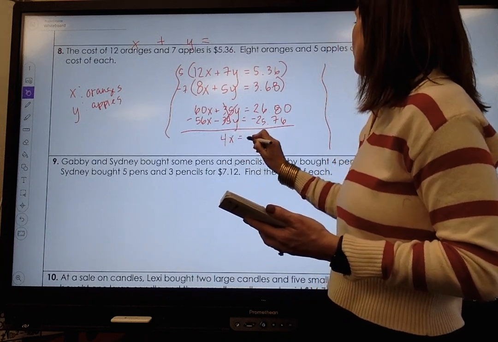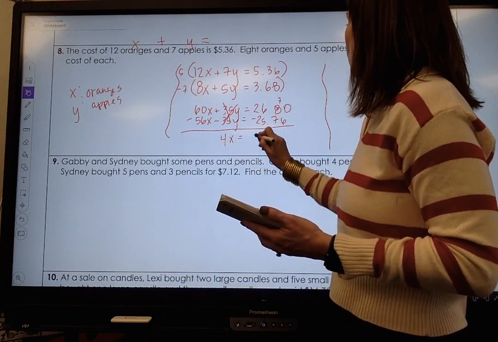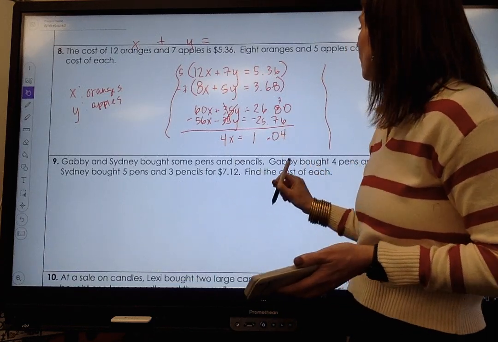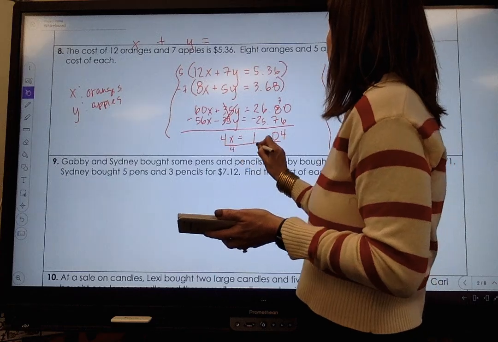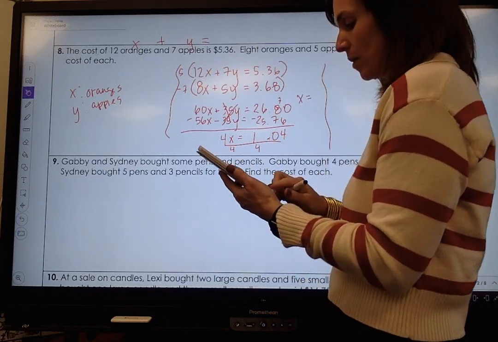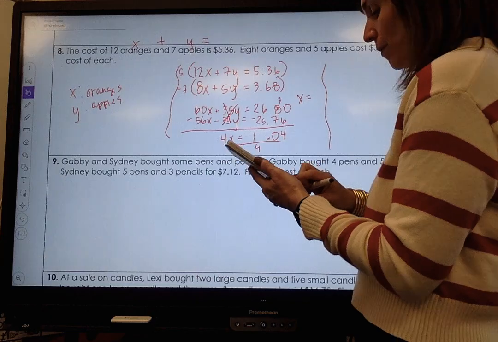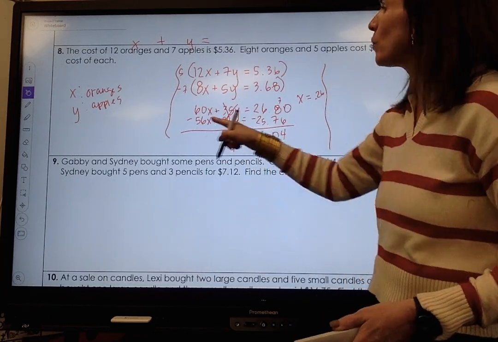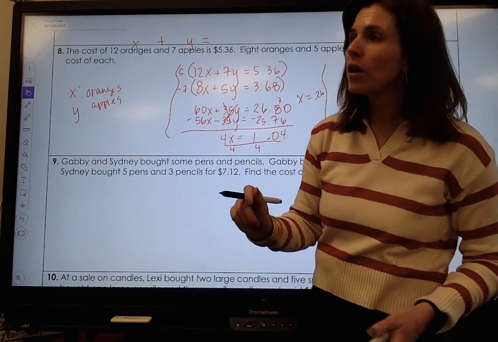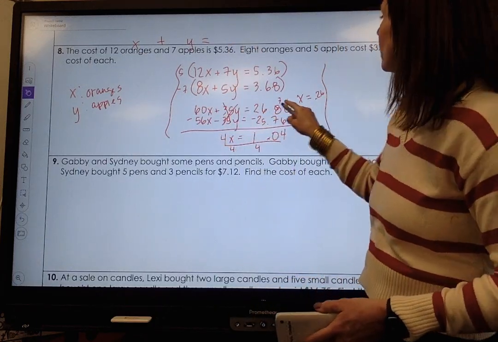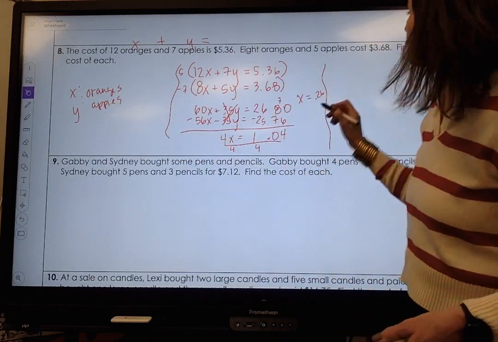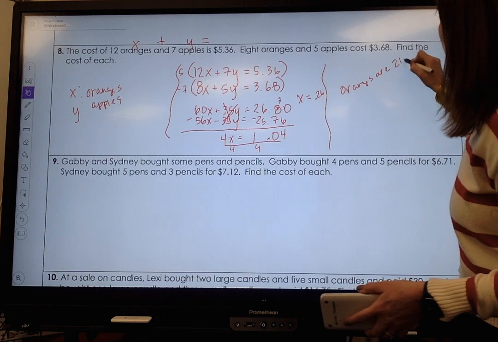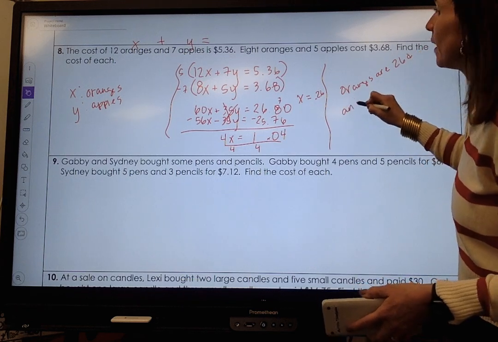So now my y's cancel out. I get 4x equals $1.04. And then I divide both sides by 4. And I get x is 26 cents. Well, what is 26 cents? I'm trying to find the cost of each. So x is 26. X stands for oranges. So oranges are 26 cents.